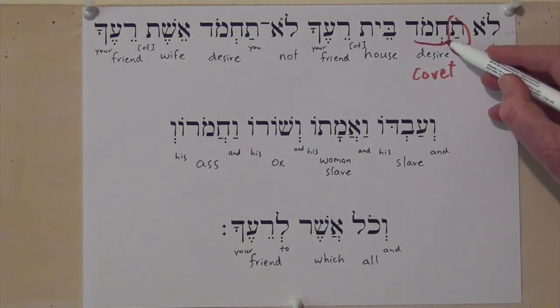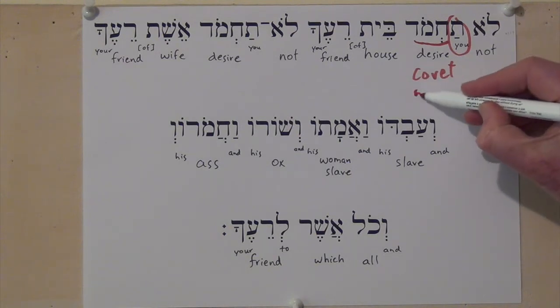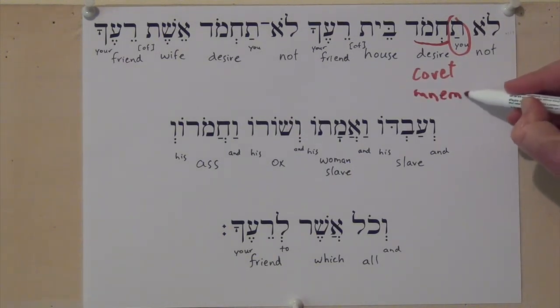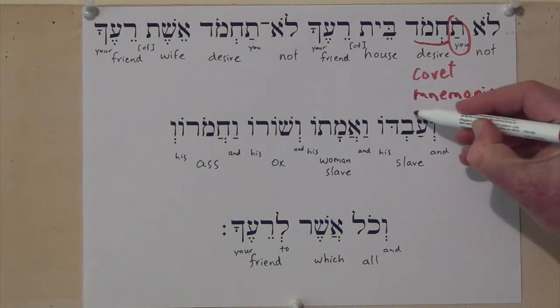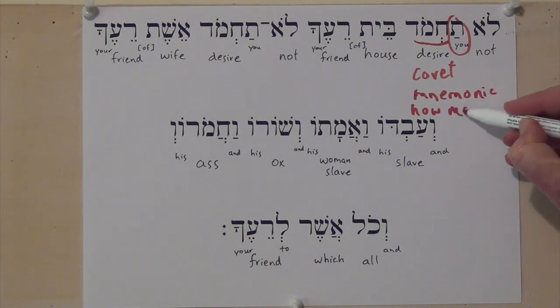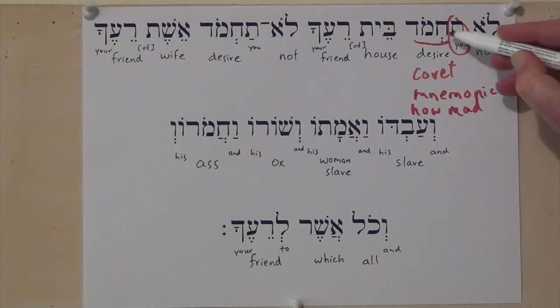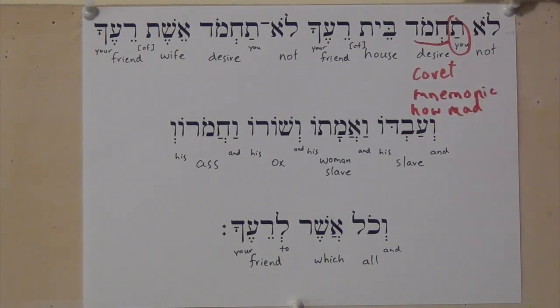So this is an important word, covet, and sometimes I use mnemonics to help me remember words, and the one that I use for this one is how mad it is to covet. Chamad, how mad. So interesting that house is put first and wife comes second, but we should remember that house in Hebrew doesn't just refer to the building, but we could translate it household, his entire family and his entire property. So in some ways that's covering the whole lot.